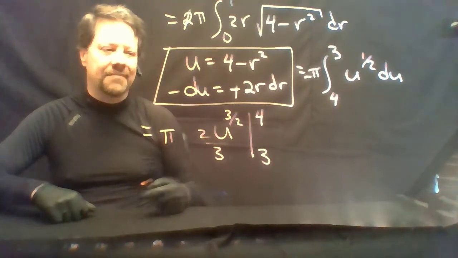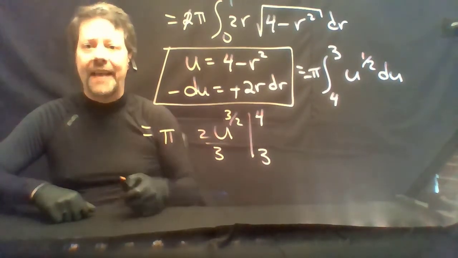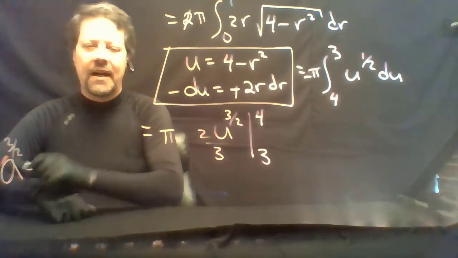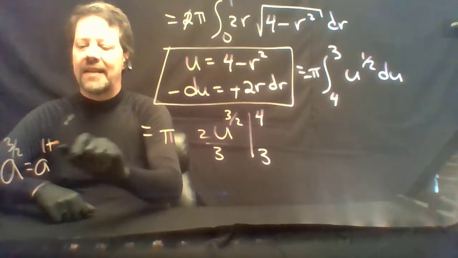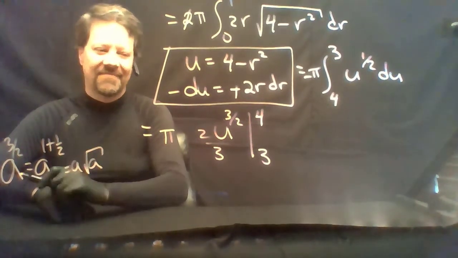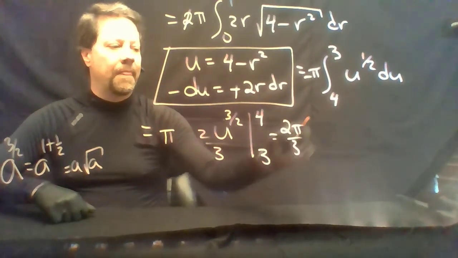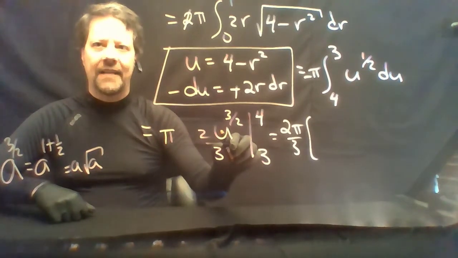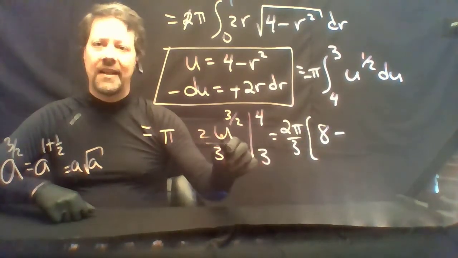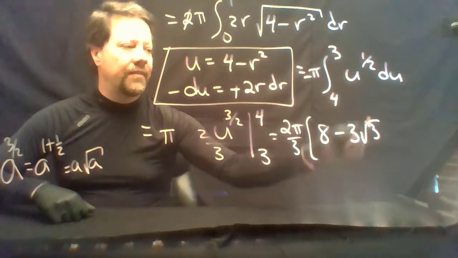Now, we're going to calculate numbers to the power of 3/2. Anytime I have a to the power of 3/2, I want you to think of that as a to the 1 plus 1/2, which is a times the square root of a. We're going to have 2 pi over 3, 4 to the 3/2. That's 4 root 4, or 8, minus 3 to the 3/2. That's 3 root 3.